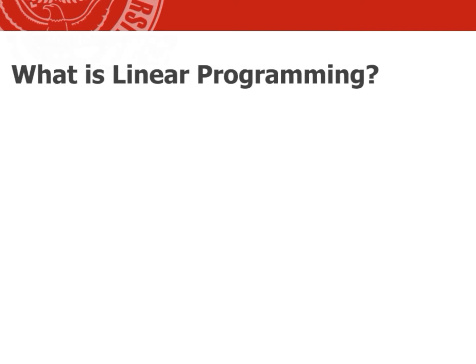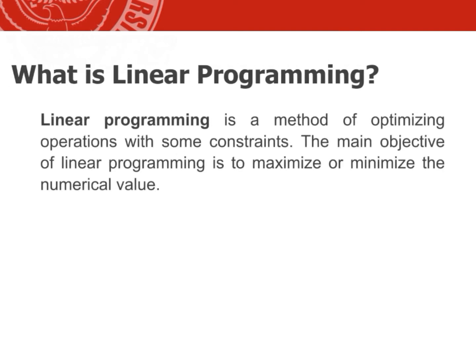What is linear programming? Linear programming is a method of optimizing operations with some constraints. The main objective of linear programming is to maximize or minimize the numerical value. Linear programming is considered an important technique that is used to find the optimum resource utilization.